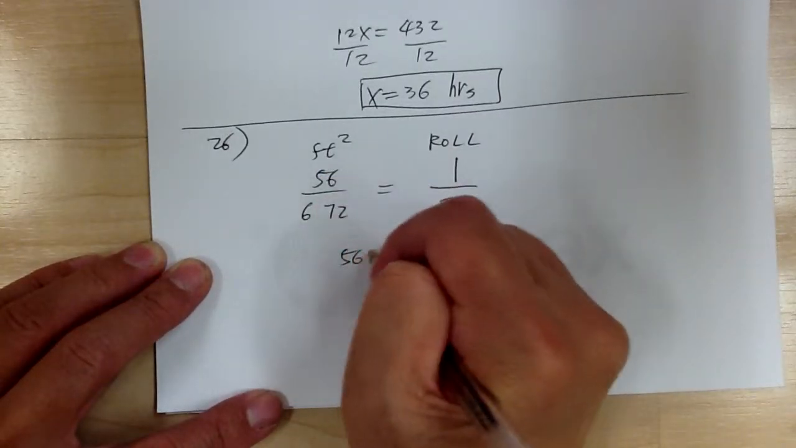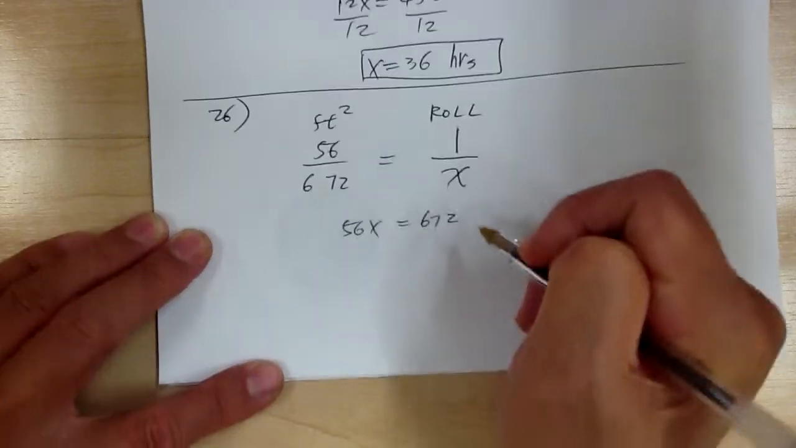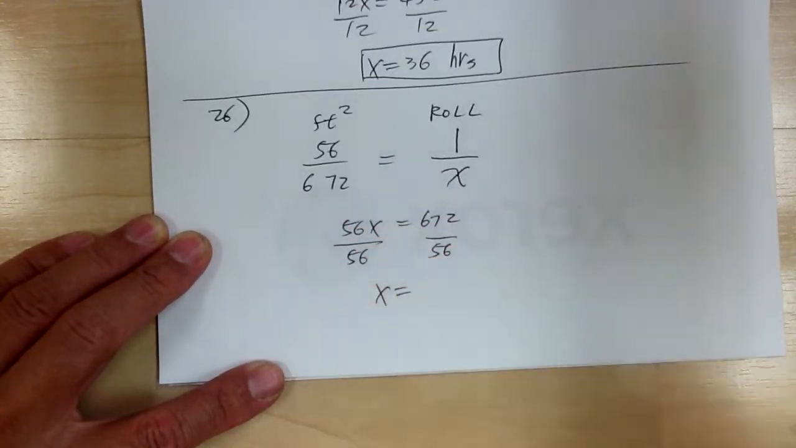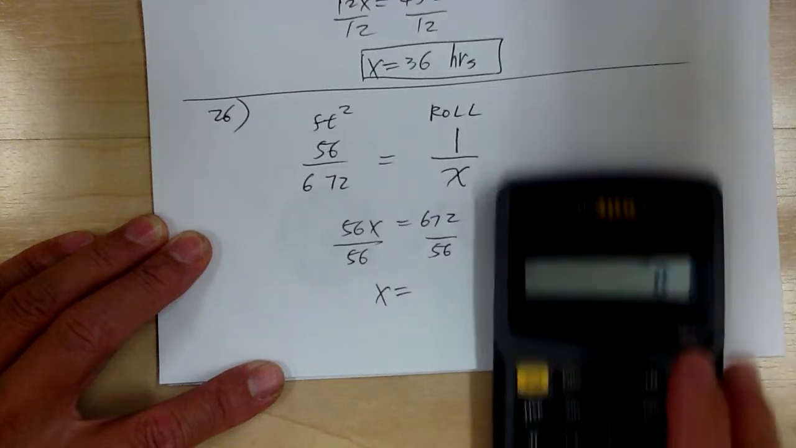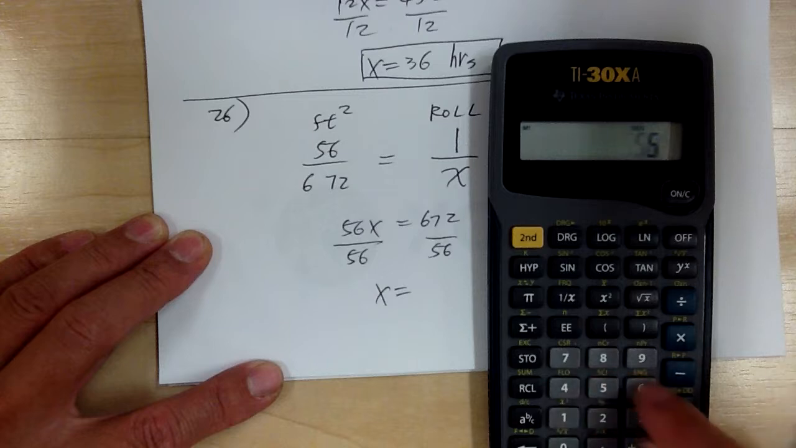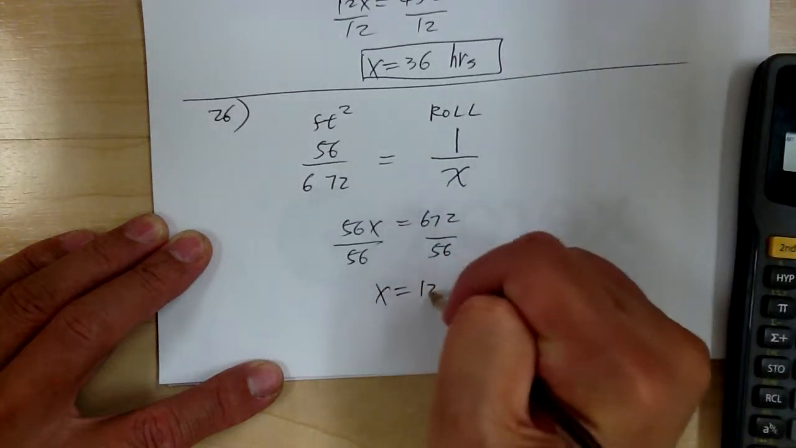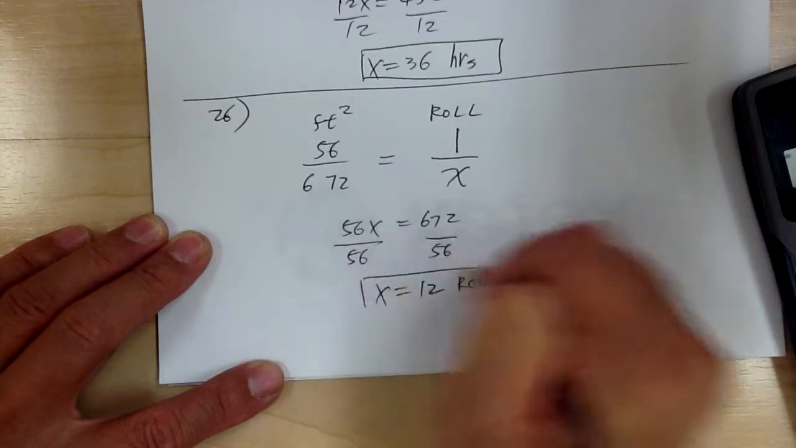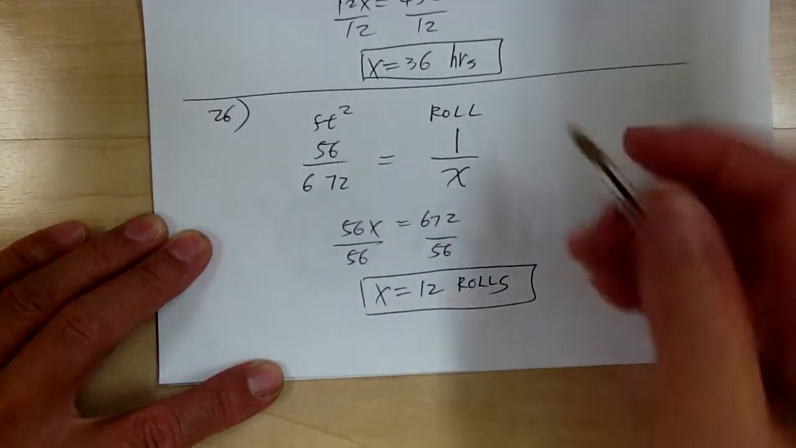So cross multiply, and you divide. So x equal to 12, and the label would be rows.